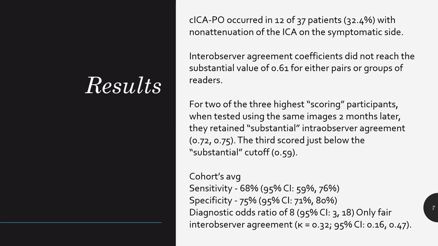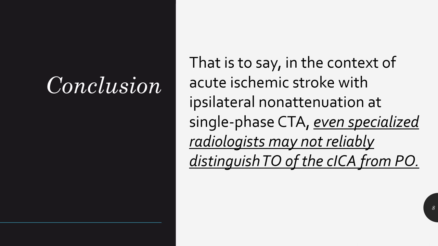So the averages for the cohort, sensitivity wound up being around 68%. You can see the range there. Specificity, 75%, and the diagnostic odds ratio was about 8. And there was only fair inter-observer agreement, 0.32. So the overall conclusion, all of this is to say that in the context of acute ischemic stroke with ipsilateral non-attenuation at single-phase CTA, even specialized radiologists may not reliably distinguish true occlusion of the cervical ICA from pseudo-occlusion.